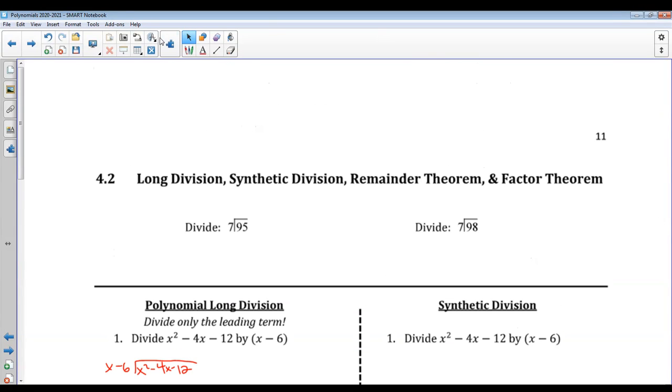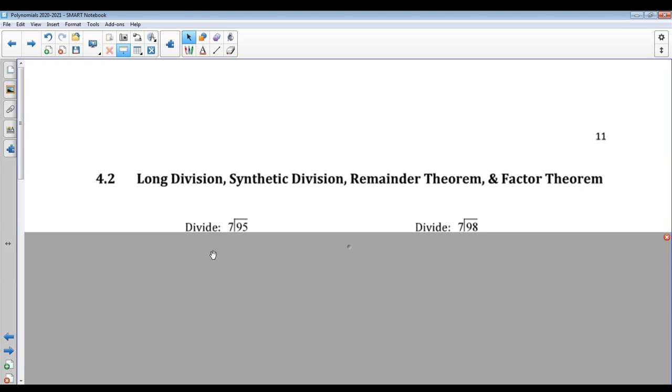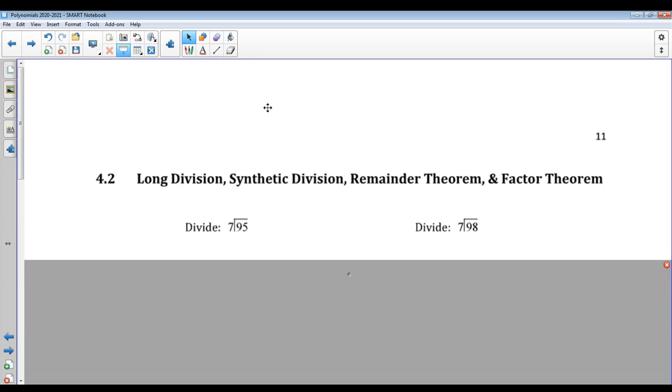All right, so we are on section 4.2, and we're going to talk about synthetic division and long division today. But first we're going to do a little review of what it really means to divide. So let's go back to basics. We are going to do 7 into 95. So 95 divided by 7.